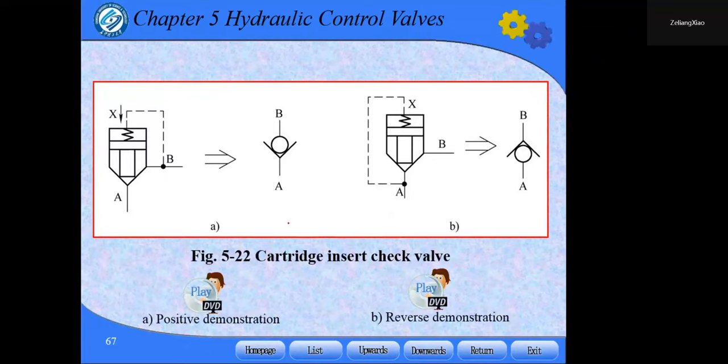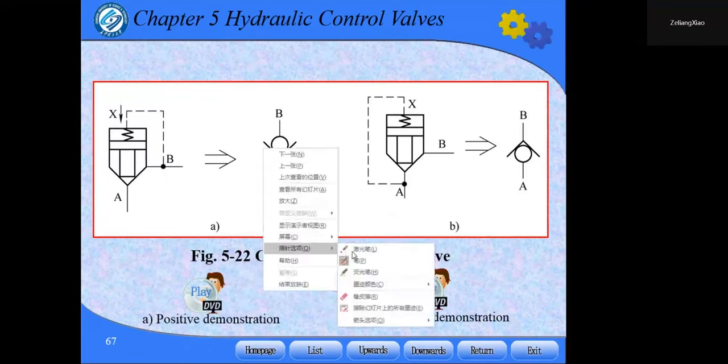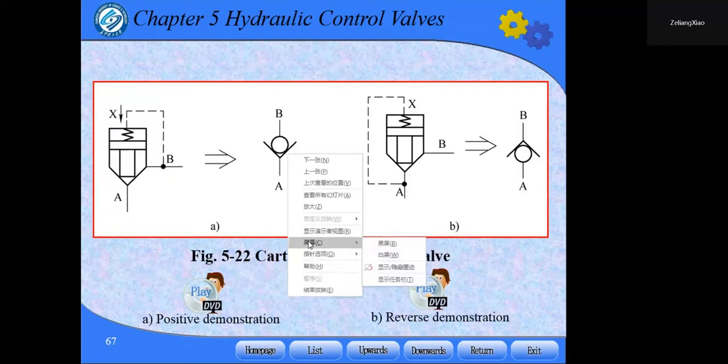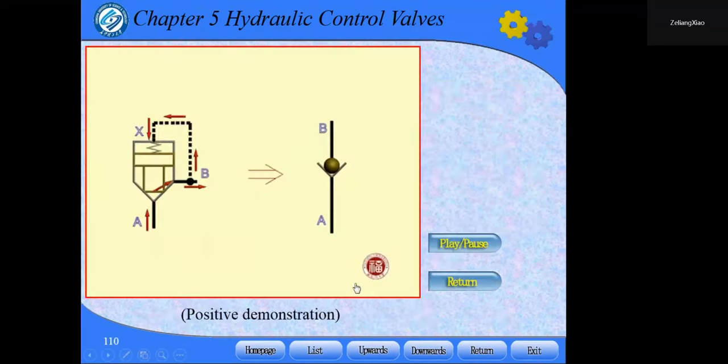Let's see. Positive demonstrate, reverse demonstrate. See the play. See this video.